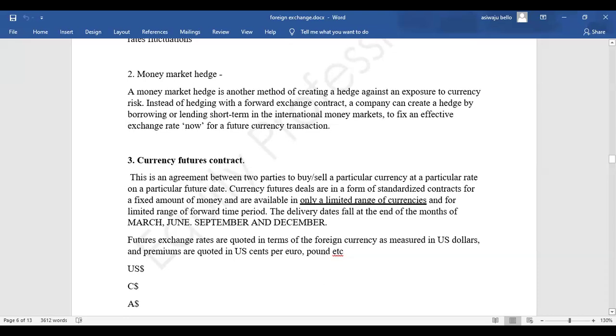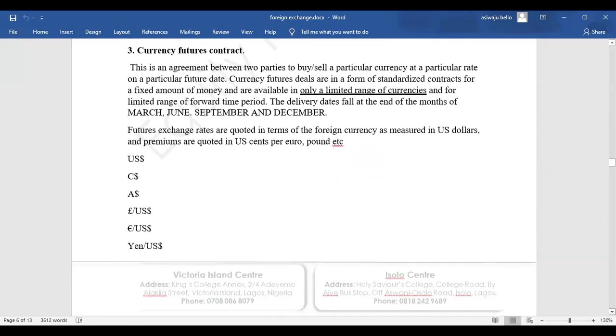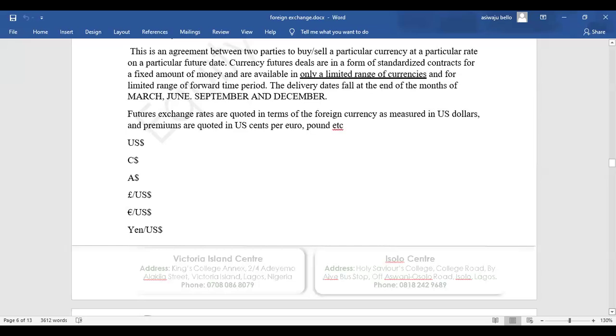Canadian dollar, Australian dollar, we have British pound sterling, we have yen, we have euro, and we have CHF, Switzerland's currency. These are the 7 currencies that are recognized at the futures market. Also, we have explained the steps if you are hedging with currency futures. We itemized 5 steps. What are these steps?